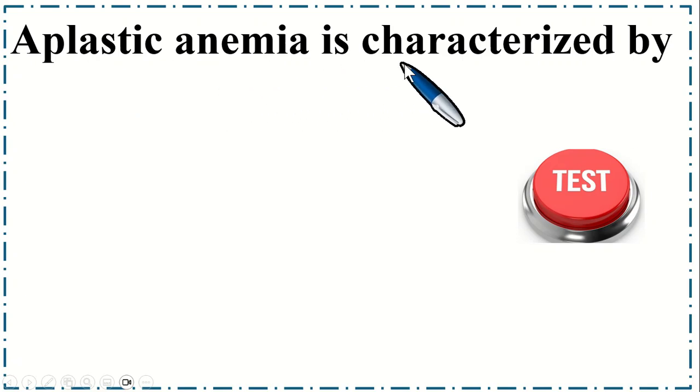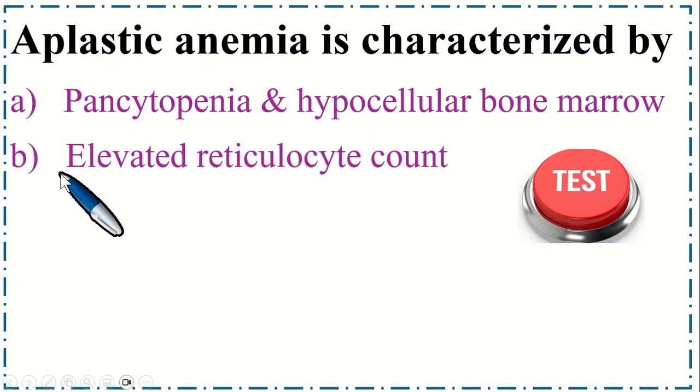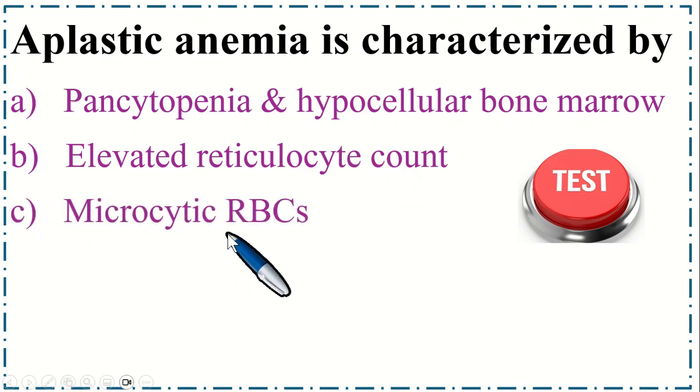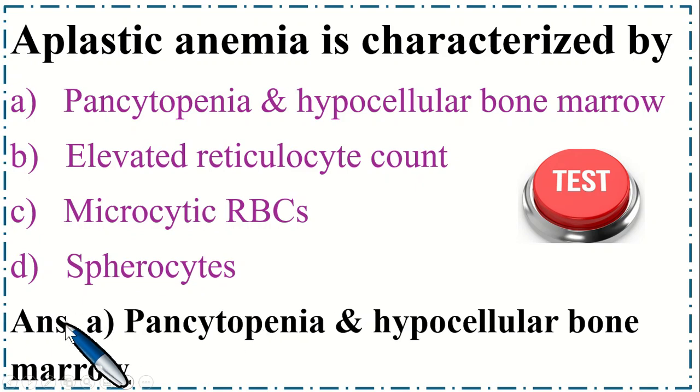Aplastic anemia is characterized by option A, pancytopenia and hypocellular bone marrow. Option B, elevated reticulocyte count. C, microcytic RBCs, and option D, spherocytes. So the correct option is A, pancytopenia and hypocellular bone marrow.